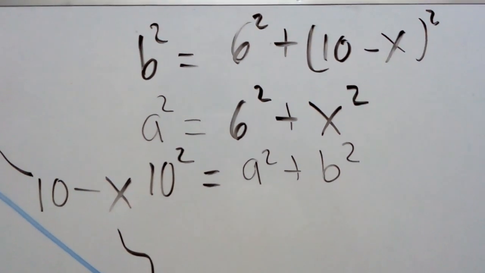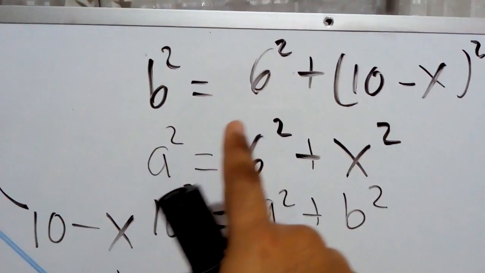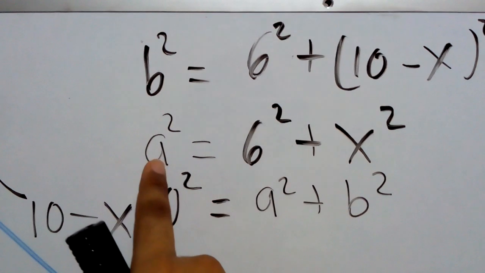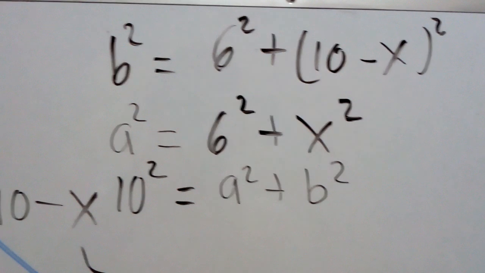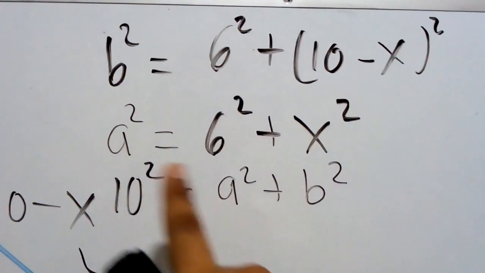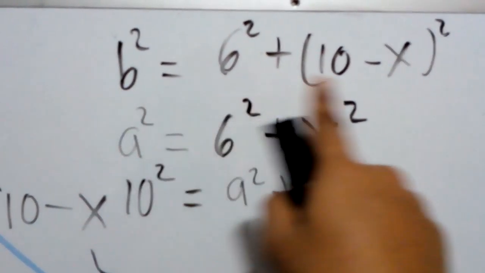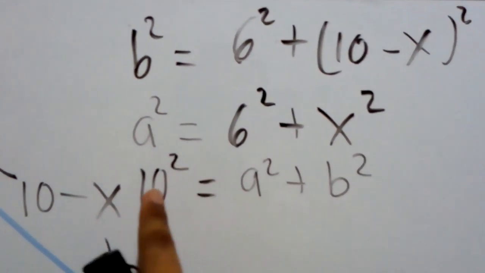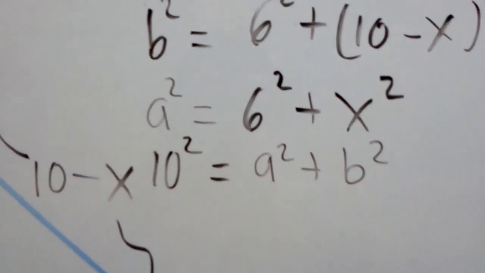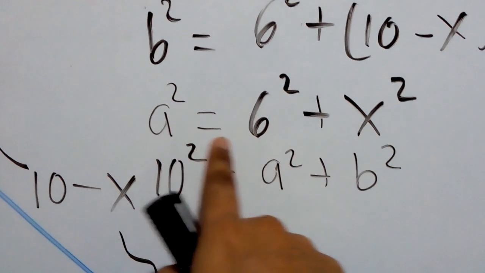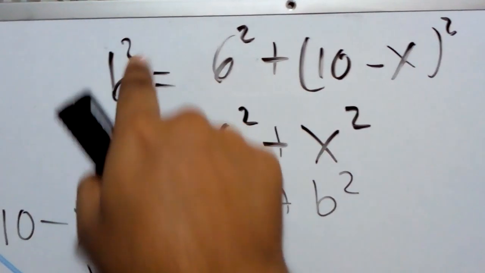So this is B squared and this is A squared. We can substitute B squared here and A squared here. And after that, we will have an equation in X, because here A is in terms of X and here B is in terms of X. So after substituting the A squared and the B squared, we will have an equation in terms of X. So let's do it. Instead of this A squared, we will write this, and instead of the B squared, we will write this, because here we have B squared and A squared.